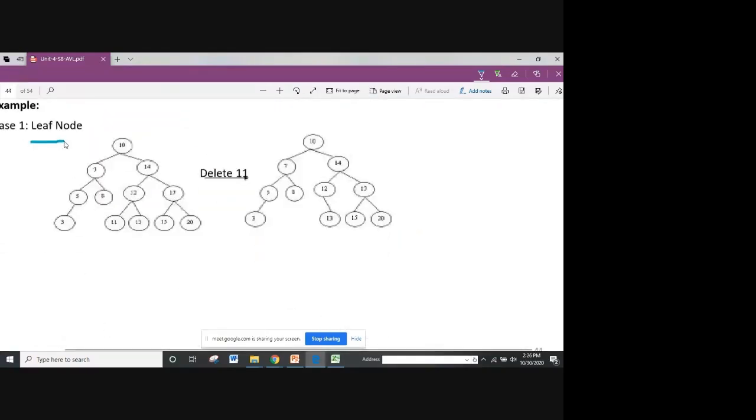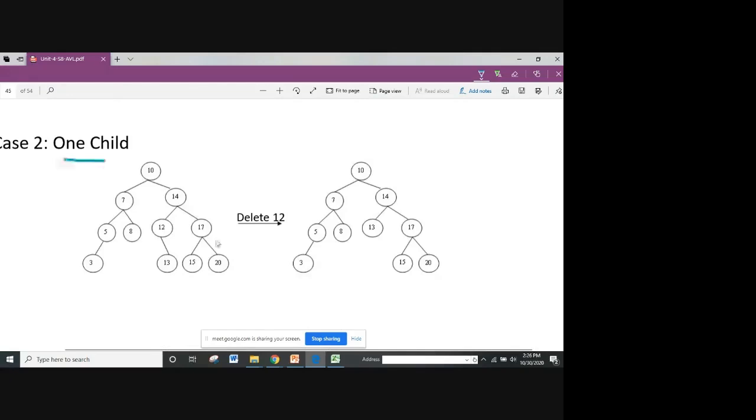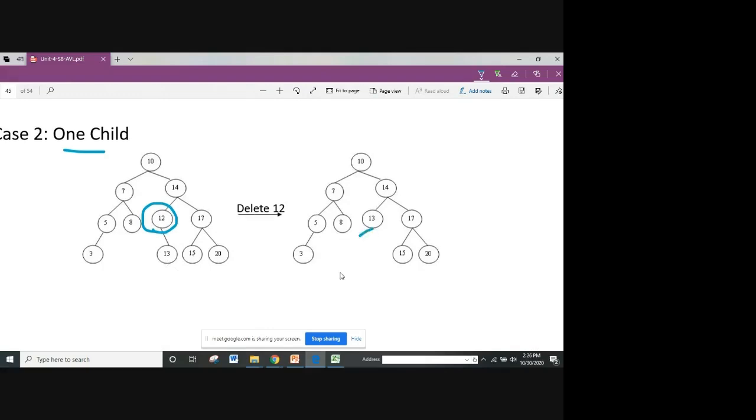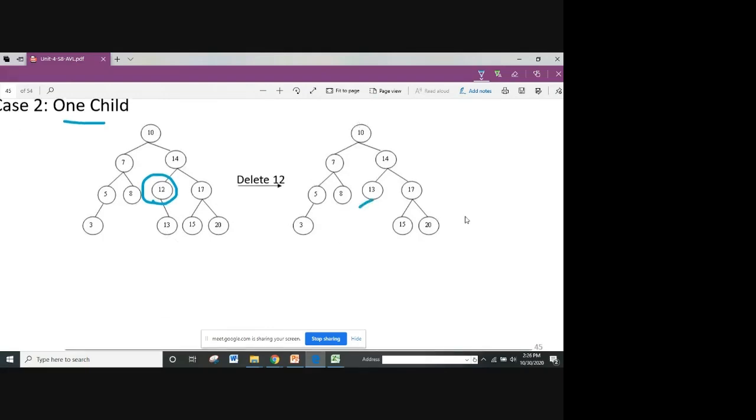Now, when it is a leaf node, delete 11. So 11 is a leaf node, I can just delete it, no problem. Now, when it is one child, delete 12. So where is 12? Here. I will replace it with 13. And now you have to find the balance factor also. If the tree is not balanced, you have to make it balanced.